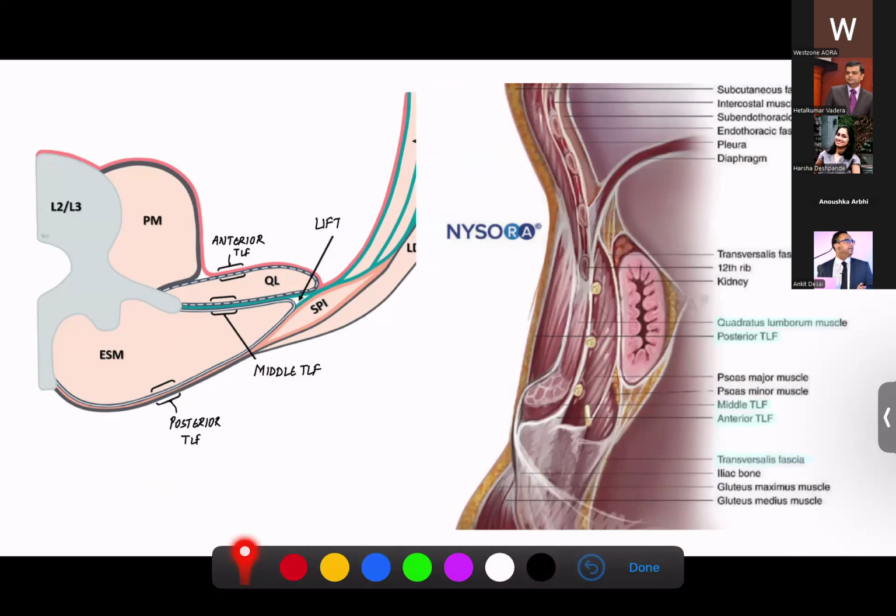Here in this section, we can see the quadratus lumborum muscle, the psoas major muscle, and its proximity to the kidney.